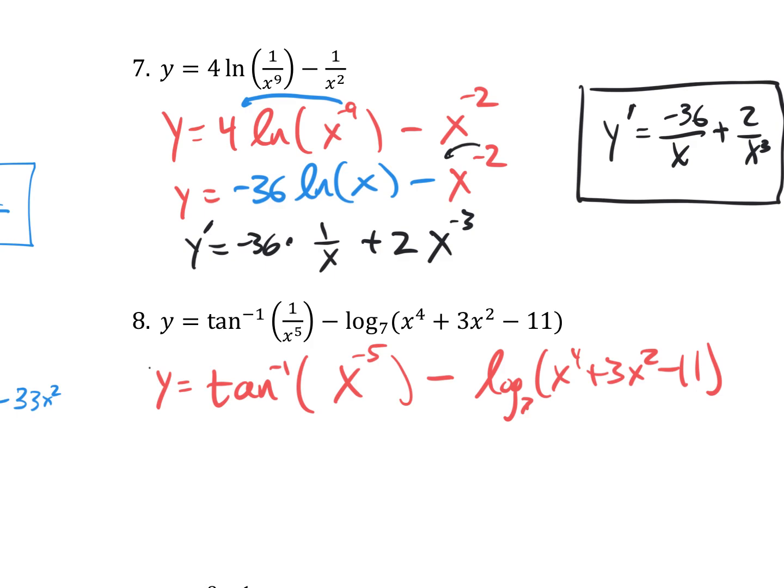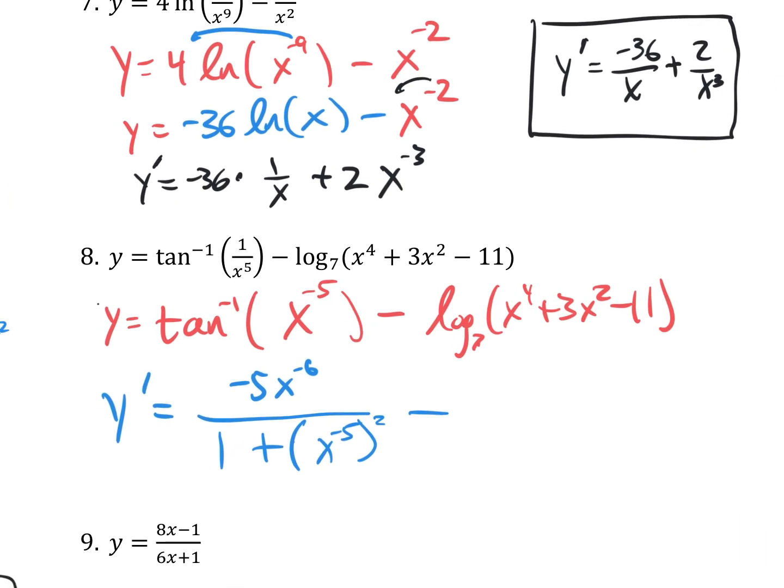And now we can take the derivative, y prime. We've got a little chain rule going on here. Got to take the derivative of the inside. Derivative of the inside is -5x to the -6th. And tangent is, remember, it's going to be 1 plus the inside squared, x to the -5 squared. We'll clean that up in a minute.